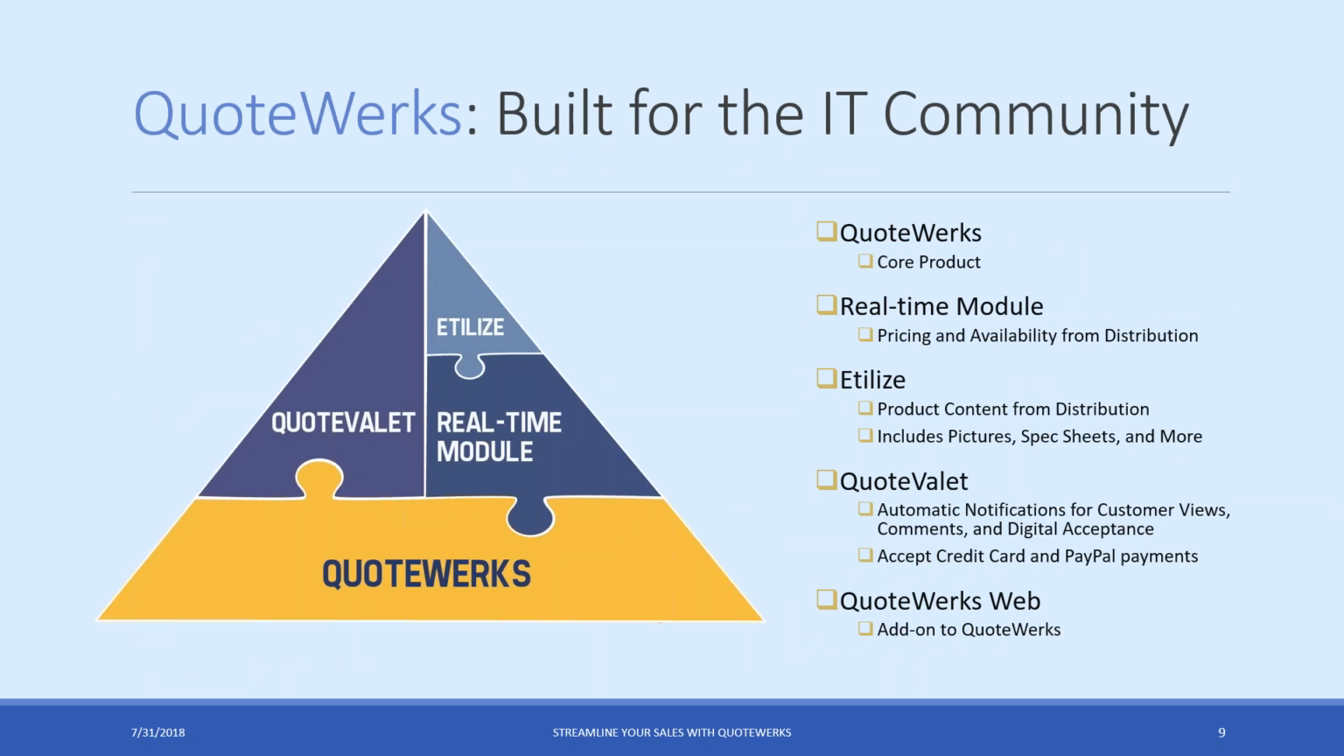So the way QuoteWerks works is it's built on a core product with a few add-ons available. So the core product is QuoteWerks itself, and then there is the real-time module and Ediclize, which work hand in hand to provide that pricing and availability from the distributors. And then we have QuoteValet, which will be the electronic delivery for QuoteWerks, where you can send those electronic documents. And then there is a web add-on available as well. So if you are looking for more of an online option, we do have QuoteWerks Web available too.